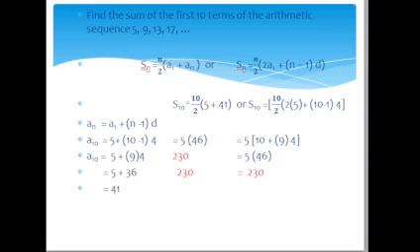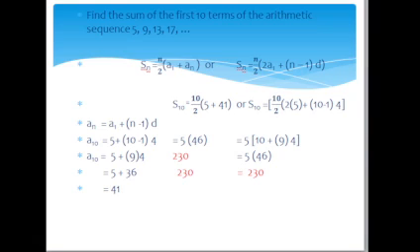And we will substitute it to the given formula. We have S sub 10 equals 10 divided by 2 because our n is 10, times our first term, which is a sub 1, is 5, and our last term, which is a sub n, is 41. So 10 divided by 2 is 5, and 5 plus 41 is 46. So we have 5 times 46 equals 230.